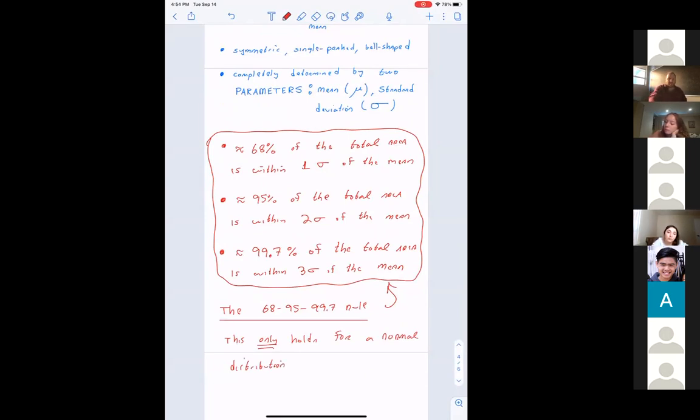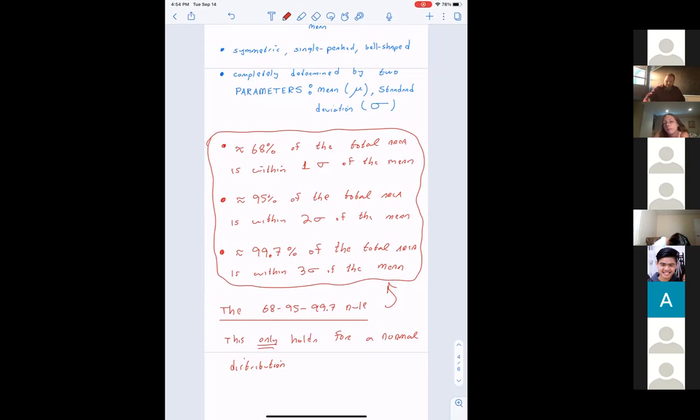There is something that holds for other cases, and we're not going to do it. It's more complicated. But if anyone wants to know what it is, you're more than welcome to stay after and I can describe it. But it certainly is more complicated. So this only holds for a normal distribution, okay?